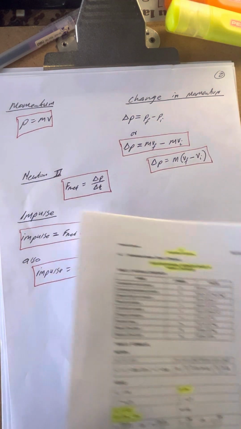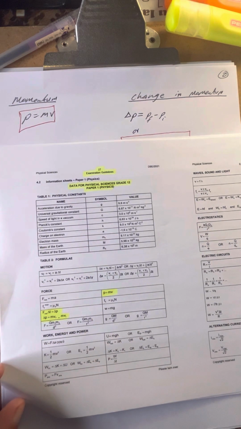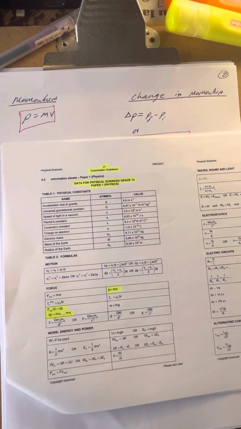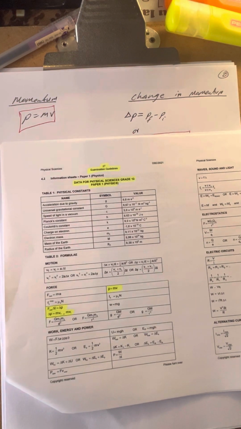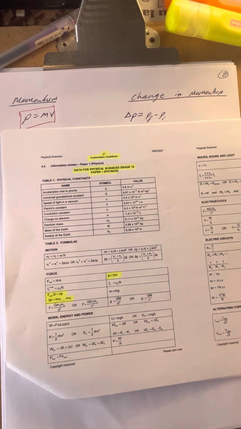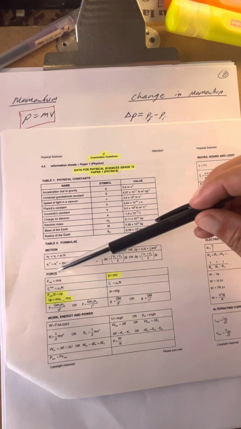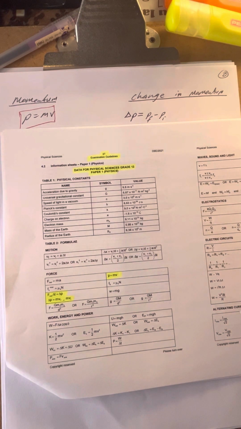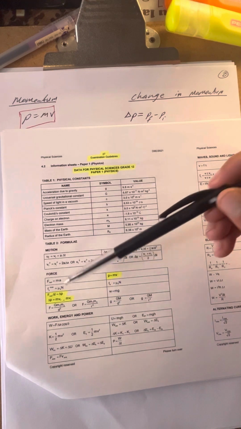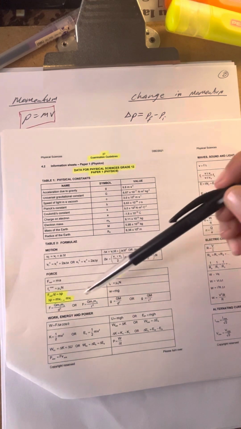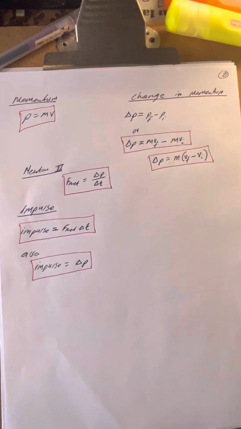When you go to page 27 of your exam guide, this is what you'll find. You'll find the formula sheet for grade 12. And notice that I've highlighted already the formulas that we are going to use for momentum. They are found under the tab force, and this is the formula for momentum, the formula for impulse, and the formula for change in momentum.